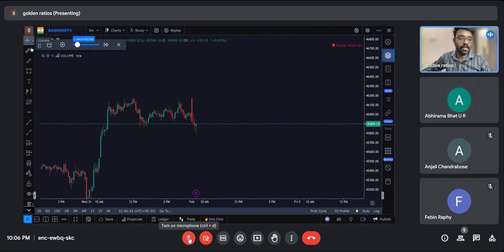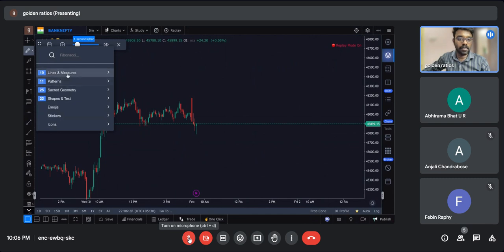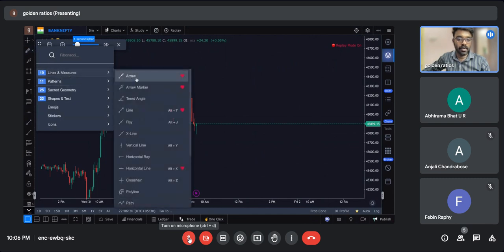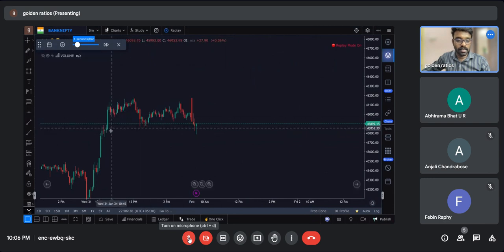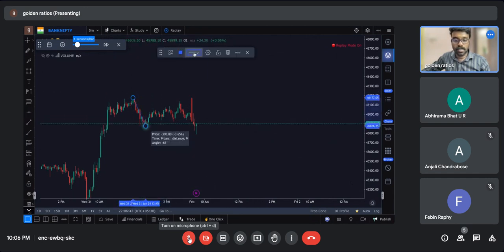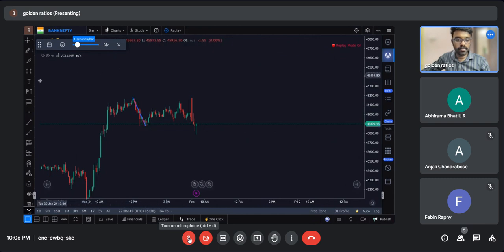Here also drawing tools will be there. Click on that one. You can take lines and measures, and you can click on lines. You can make it a favorite, so it will come here. So you can take lines. What we have learned, you can deploy. So I won't consider this, I will be considering this one. Here also you can increase the thickness.